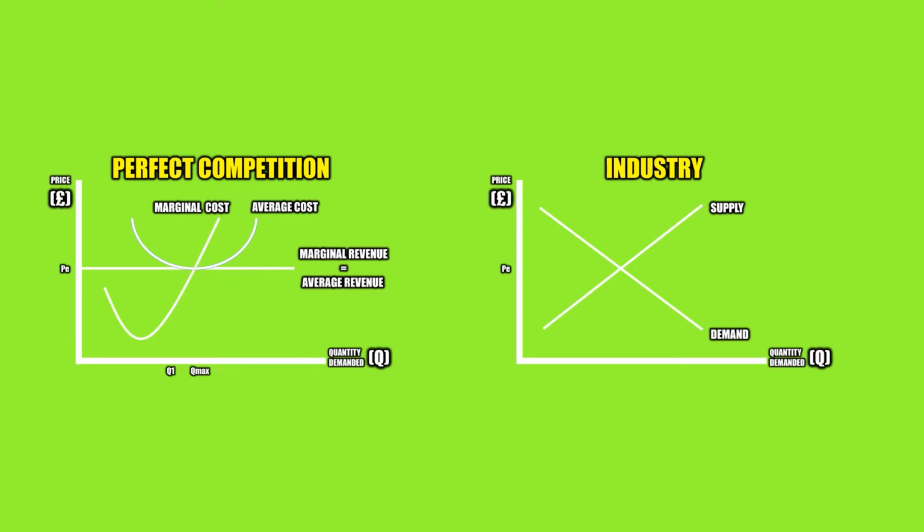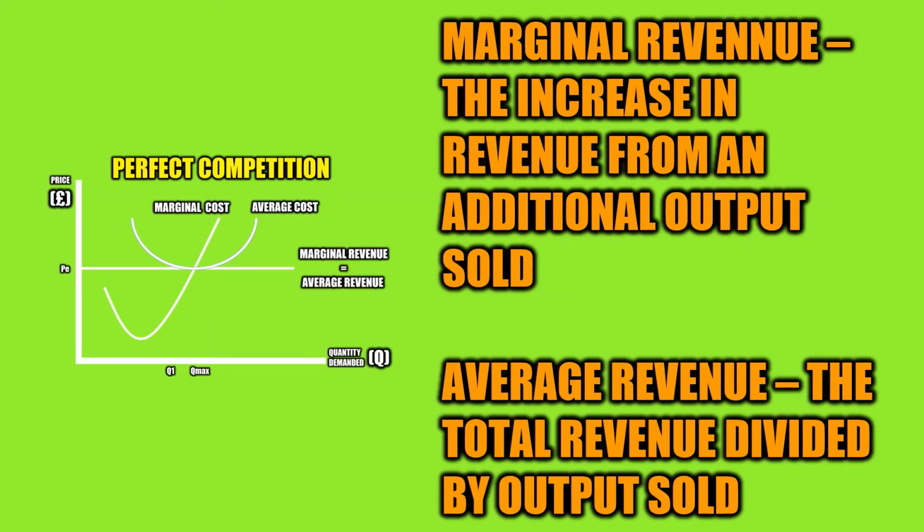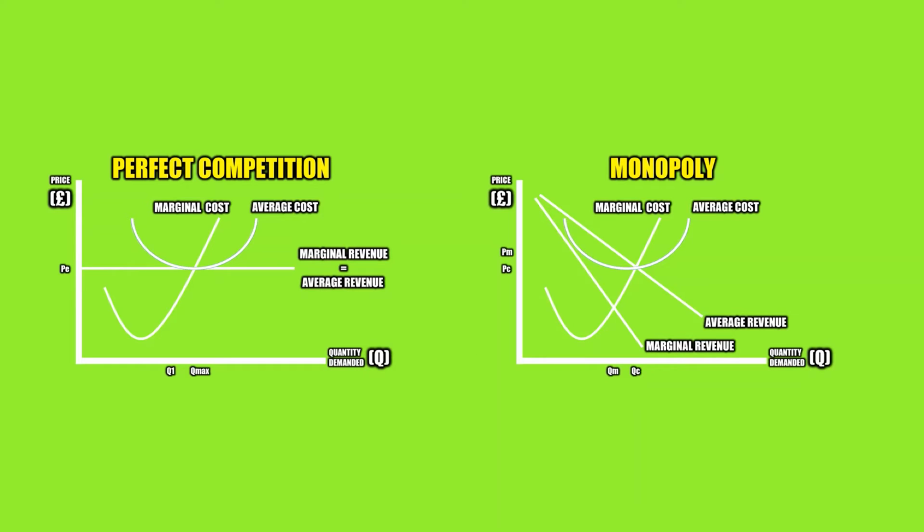Due to the high competition, prices would be lowered to the firm's marginal revenue, which is the increase in revenue made for each additional output sold. The demand curve in this case is the average revenue, which is total revenue divided by the quantity sold. It is horizontal, unlike other competition diagrams such as monopolies, because firms are price takers.